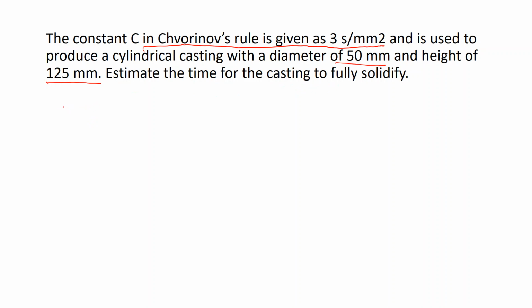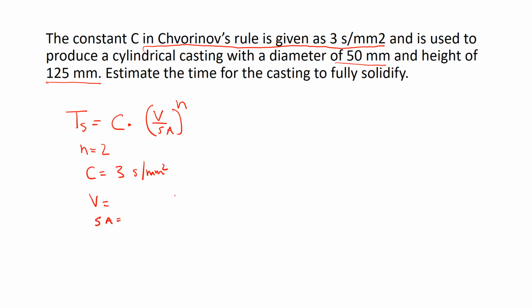So let's quickly put down the formula for solidification time. Ts, which is solidification time, is equal to Chvorinov's constant multiplied by the volume of the cast part divided by the surface area of the part, to the power of n. If n is not given to us, then n can be taken as 2. C in this case is already provided to us, and it is 3 seconds per millimeter squared. What we don't know is the volume, and we don't know the surface area.